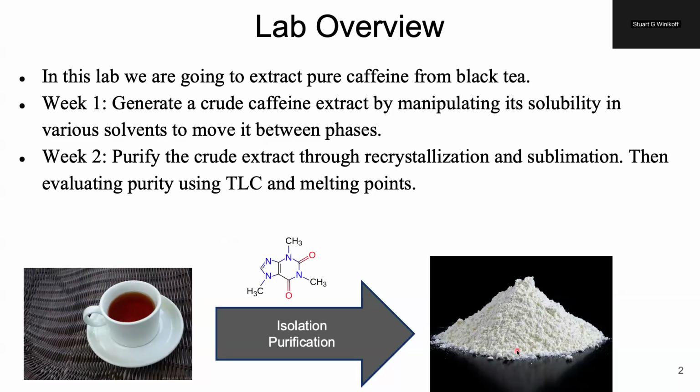So next week, we're going to go ahead and try to purify this crude extract, first by performing recrystallization, so essentially dissolving it and crystallizing it slower, and then doing a sublimation where we can take advantage of the fact that you can evaporate caffeine and solidify it right out of the gas phase. And when we do that, once we have our impure and pure products, we're going to evaluate the relative purity using our good old friend TLC and bring back melting points from Gen Chem. So let's dive into what we're doing this week.